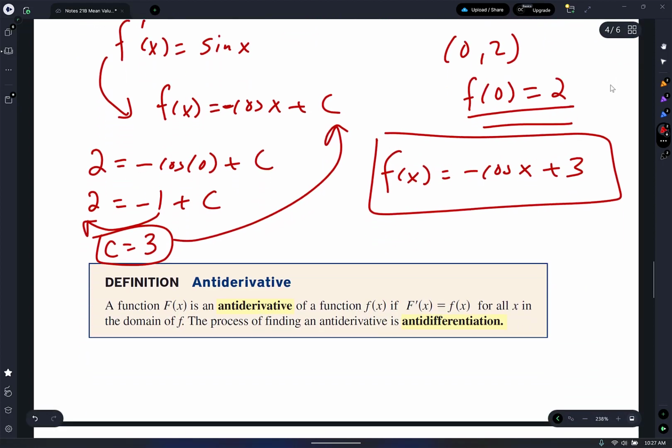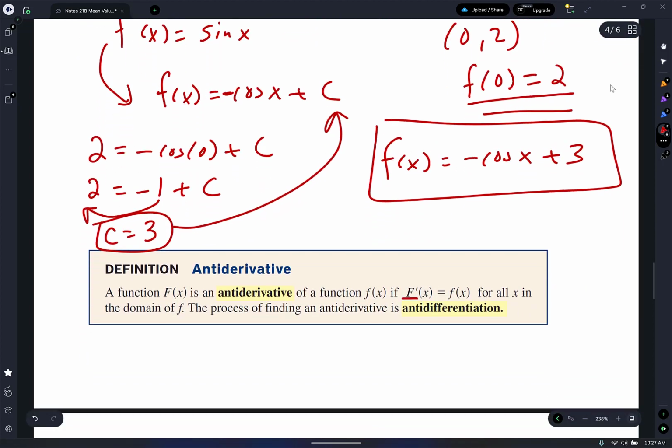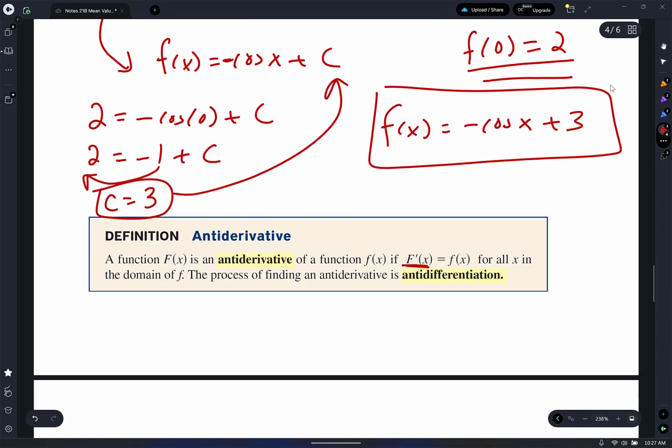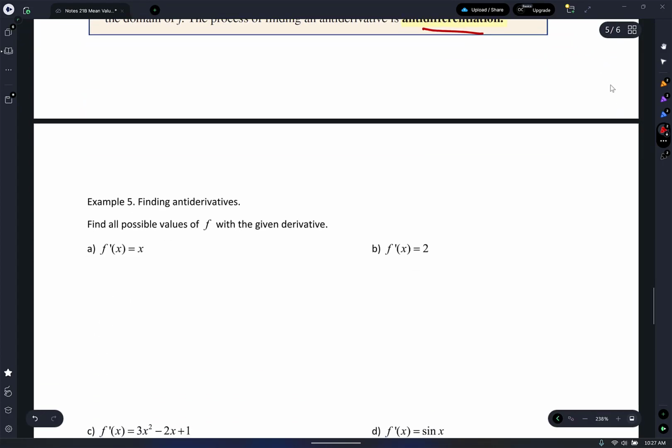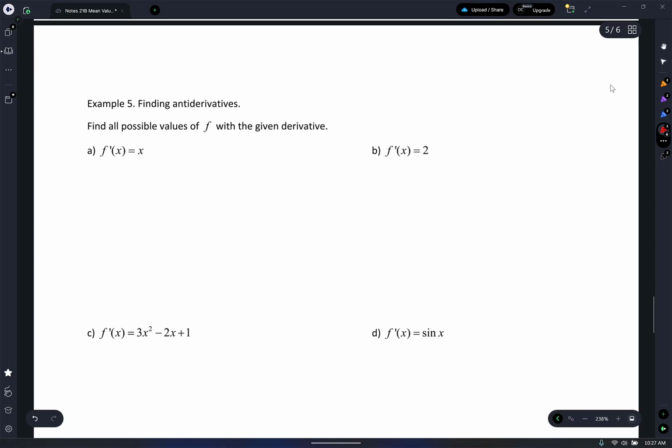That's it. And don't worry about all these fancy capital F's and all that stuff, like if capital F is an antiderivative of a function f of x, if F prime equals f in the domain, and the process of finding anti-differentiation. Whatever. Don't worry about all these capital letters. We'll break it down when we start doing the fundamental theorem of calculus and all that good stuff.